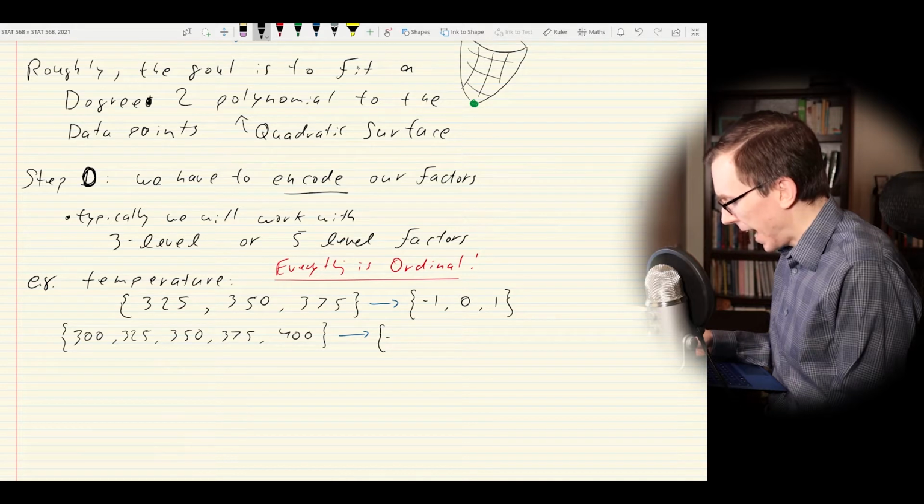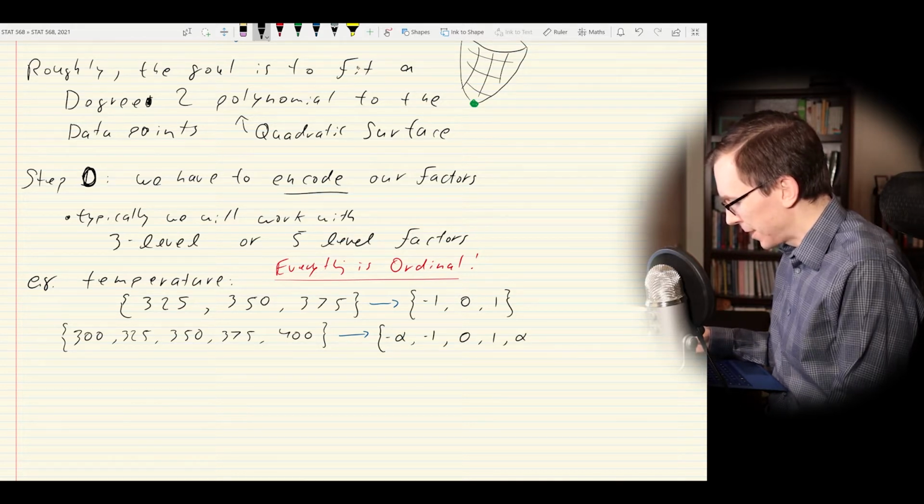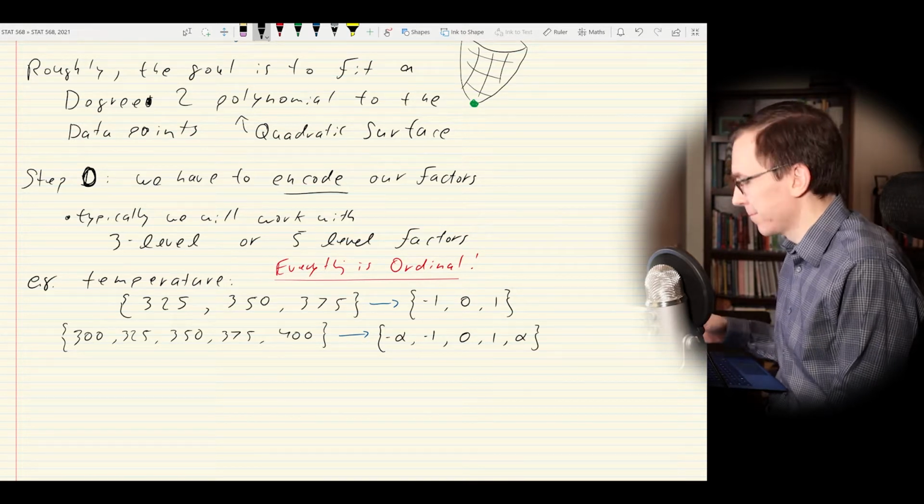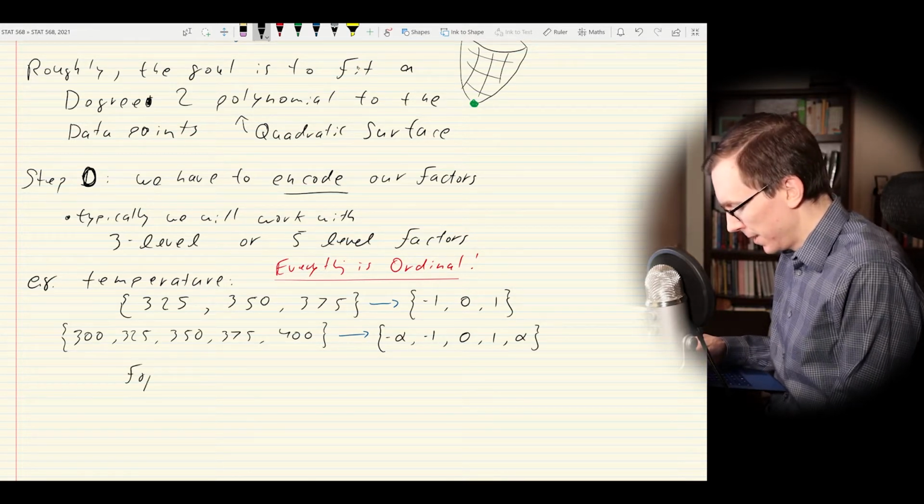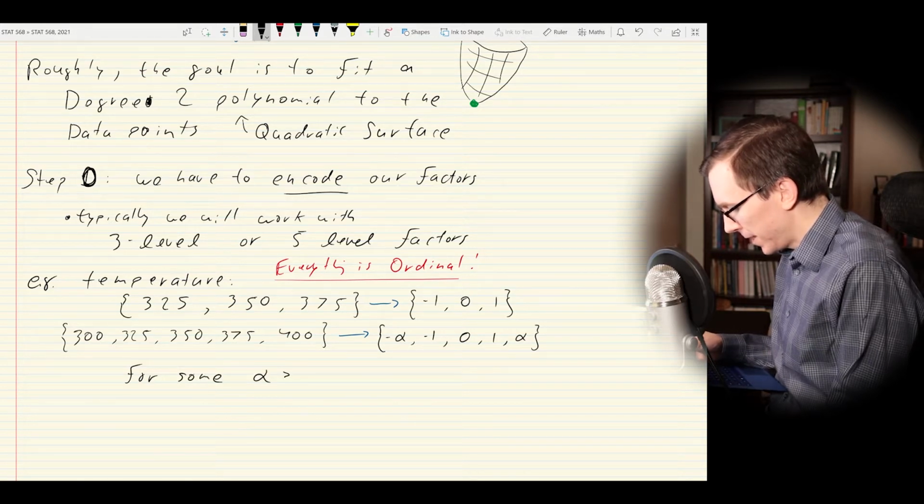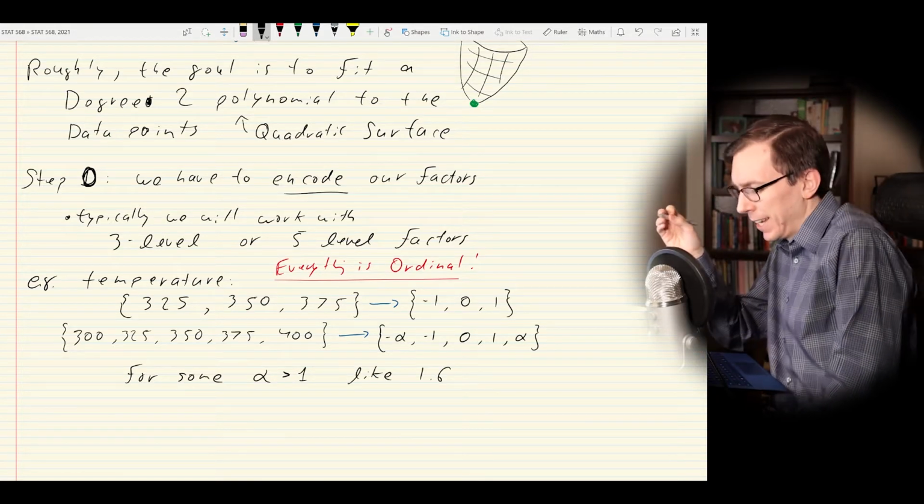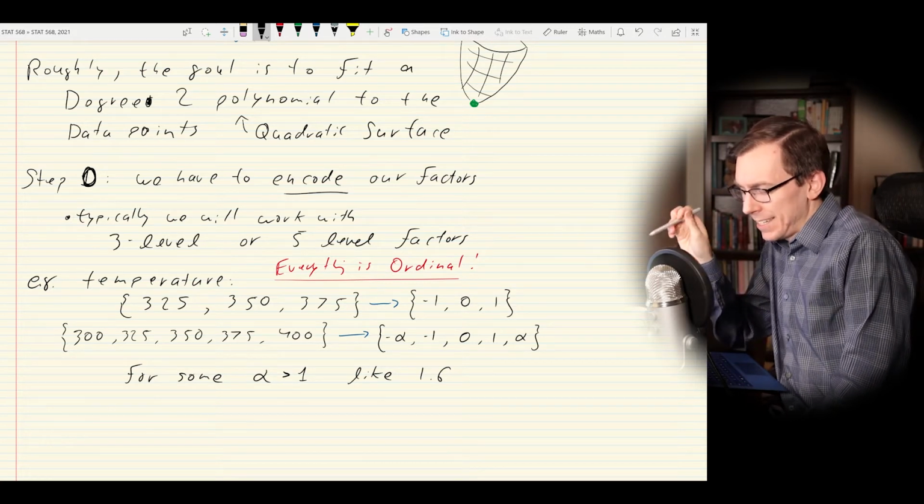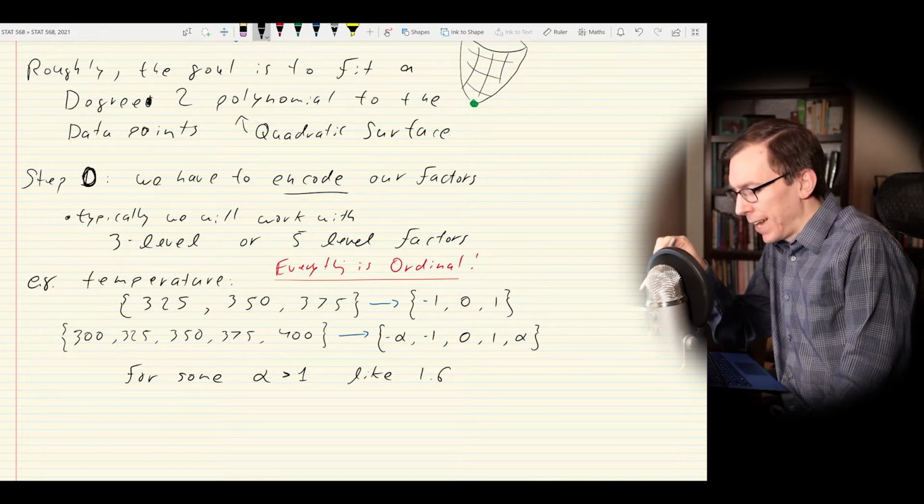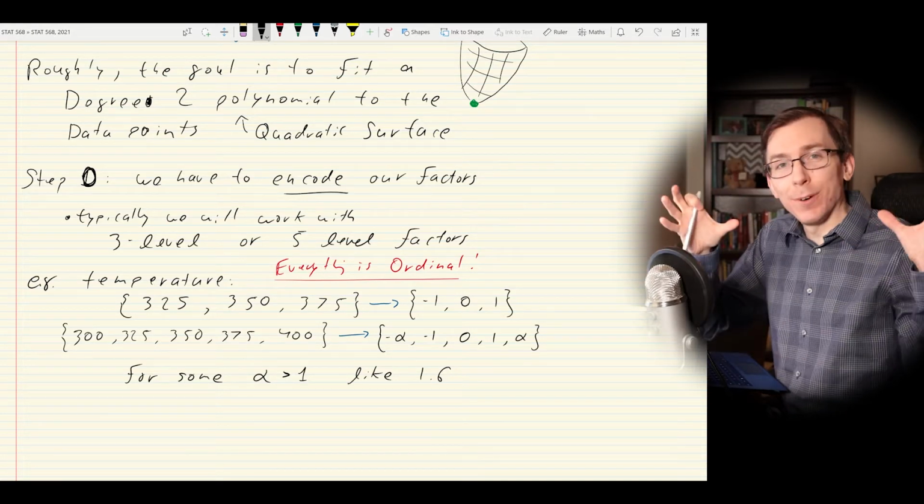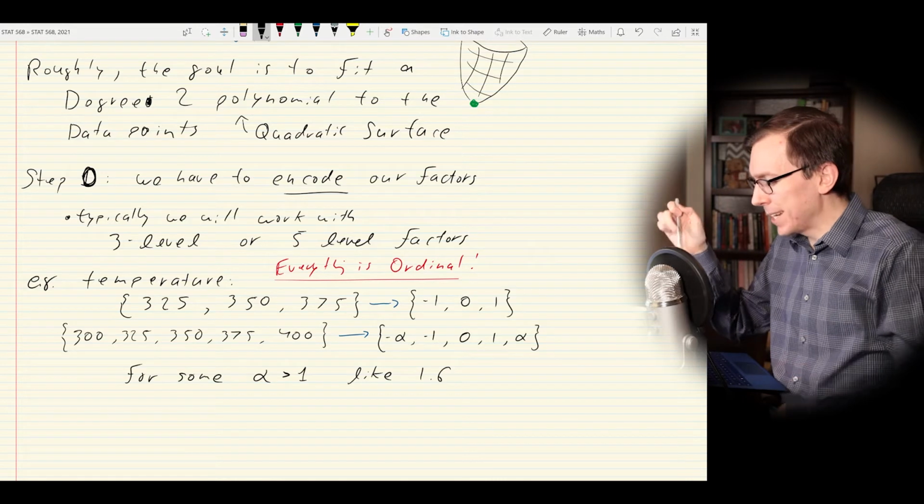And what I'm going to do is I'm going to say alpha. I'm not going to tell you what alpha is yet. Alpha is going to be some number, for some alpha greater than 1. Like, say, 1.6 or something. And the idea is that we can choose an alpha value, which is going to give us 2 more levels to work with, one on the left and one on the right.